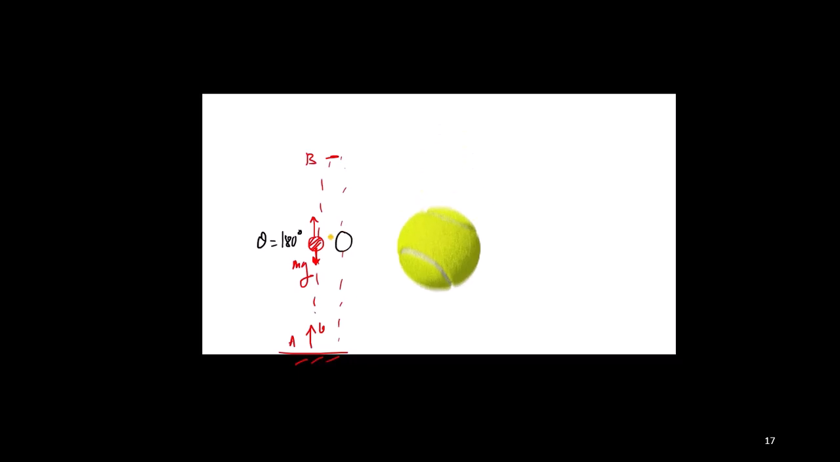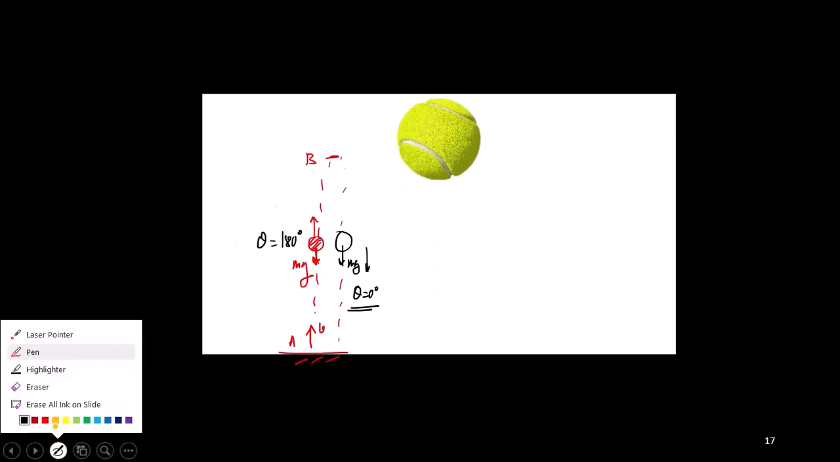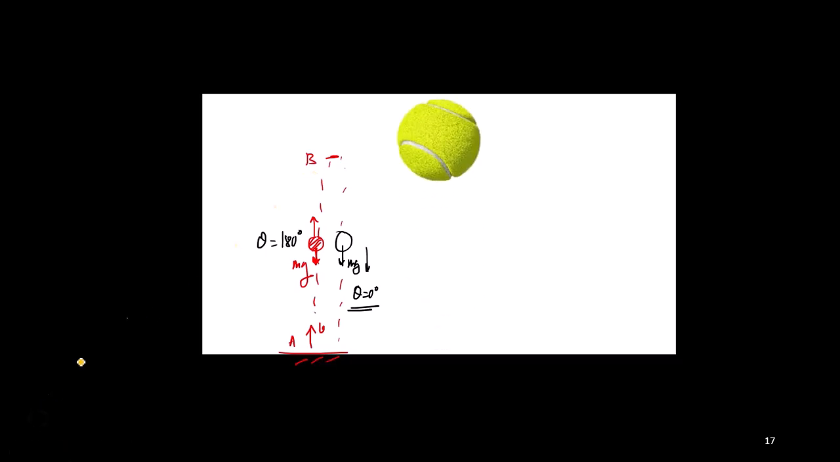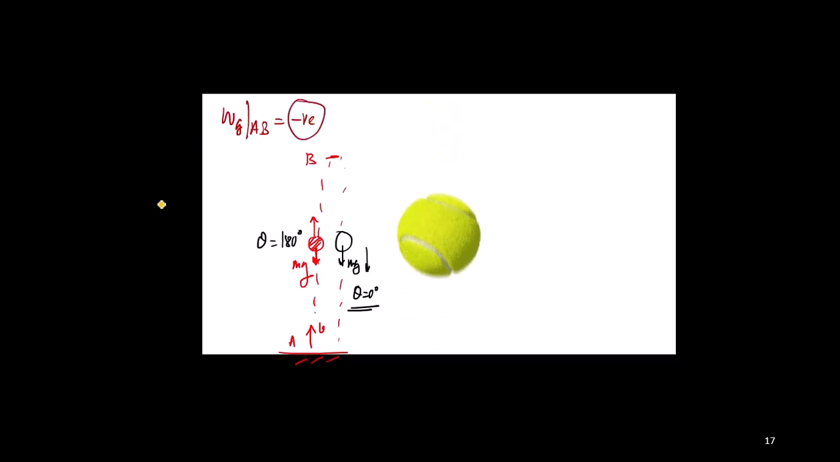Now when the body is coming down, mg is acting downward and the displacement is also in the same direction. So in the second situation, theta becomes 0 degrees. During the upward movement, theta is 180 degrees, and during the downward movement, theta becomes 0 degrees. That means the work done by the mg force, the gravity force, in moving the particle from A to B is going to be negative because theta is 180 degrees.